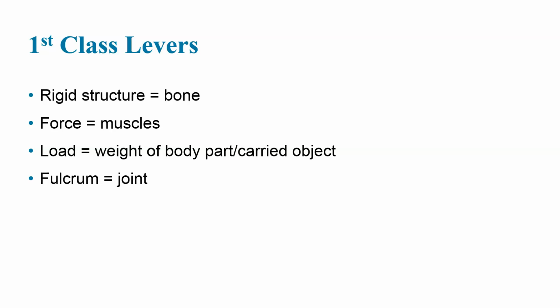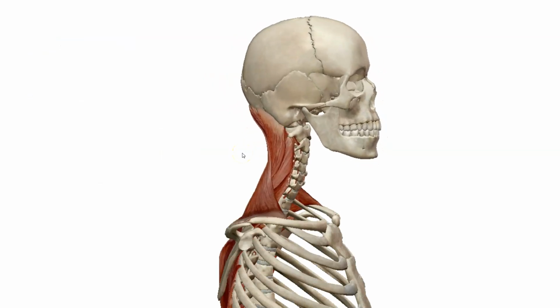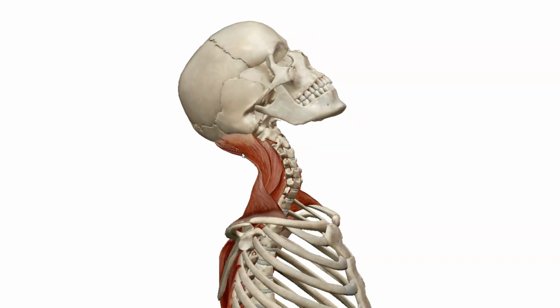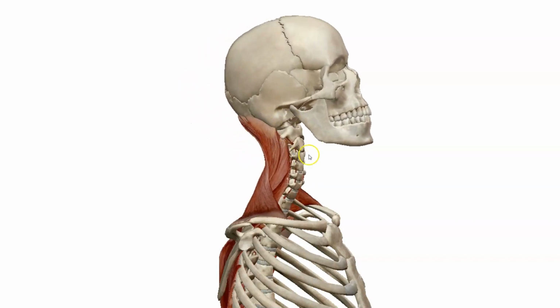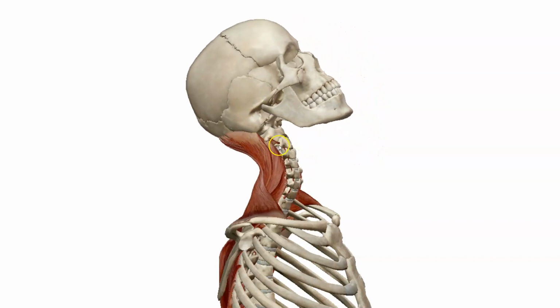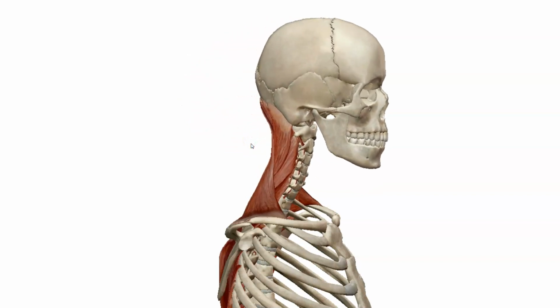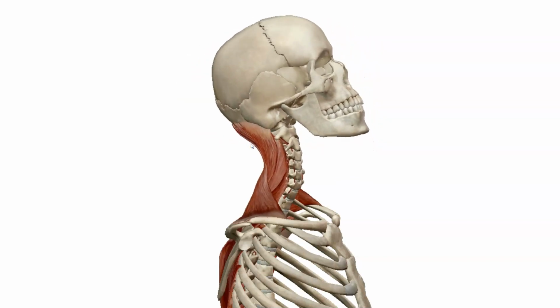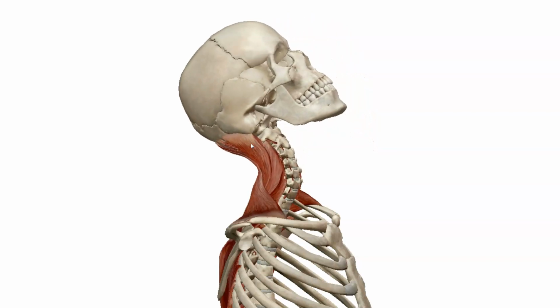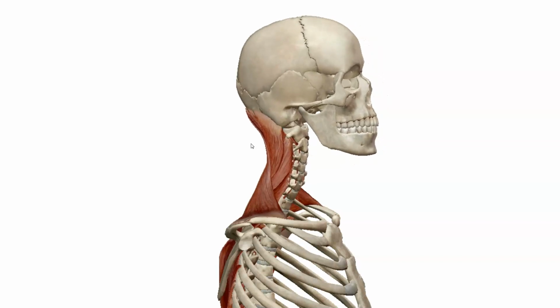This could be body weight or, again, something that we're carrying. An example of a first-class lever occurs at the atlanto-occipital joint. This is a joint, which you see here, that is formed by the occipital condyles of the occipital bone as they rock and move within the smooth facets of the atlas, which is the first cervical vertebra. This joint acts like a fulcrum or a pivot point, as you see here.